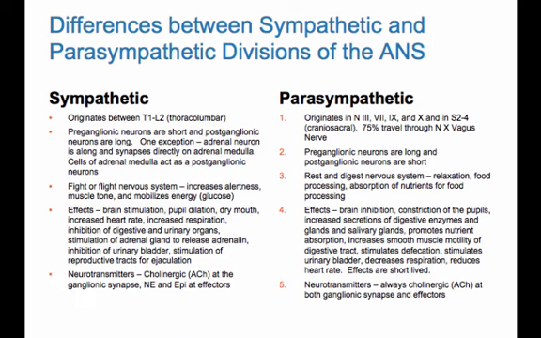Number 3. The sympathetic nervous system is also called the fight or flight nervous system and centers on increasing alertness, elevating muscle tone, and mobilizing energy. Whereas the parasympathetic nervous system is also called the rest and digest nervous system and centers on relaxation, food processing, and absorbing nutrients for energy.